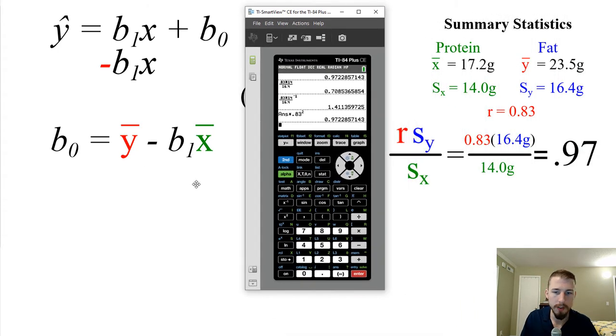So to get the y-intercept, I'm going to do the y bar, so the average of the y, so 23.5, minus our slope, which we said was this value. I'm going to go ahead and just paste it so I have all that precision there, multiplied times the x bar, which is the 17.2, which will give me a y-intercept of 6.7 something. All right, so what I can do is I could actually put that value into the equation right here if I wanted to.